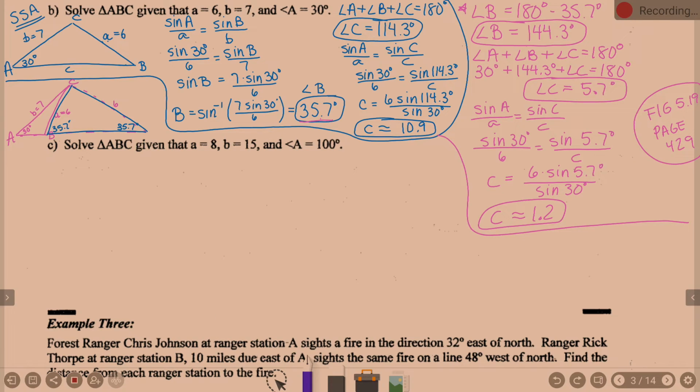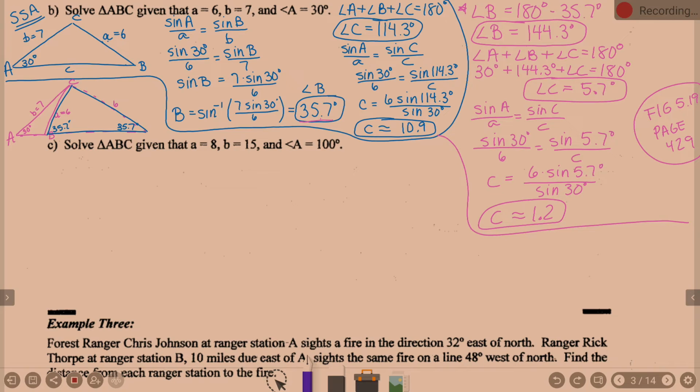Okay. C. Solve triangle ABC given that side A is 8, side B is 15, and angle A is 100 degrees. Like previous, I'm going to sketch a triangle.